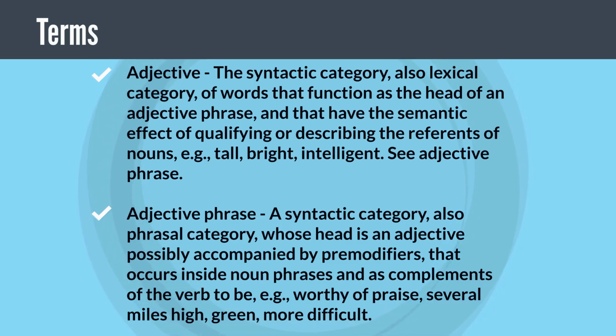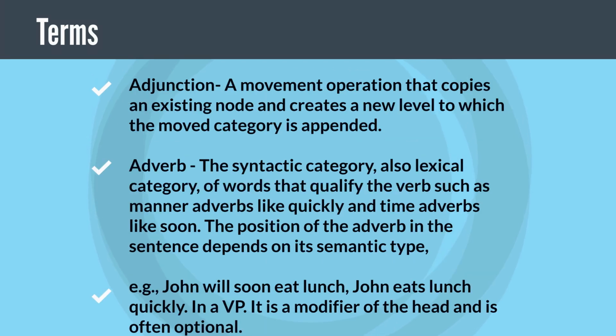See adjective phrase. Adjective phrase: a syntactic category, also phrasal category, whose head is an adjective possibly accompanied by pre-modifiers, that occurs inside noun phrases and as complements of the verb to be. Example: worthy of praise, several miles high, green, more difficult. Adjunction: a movement operation that copies an existing node and creates a new level to which the moved category is appended.